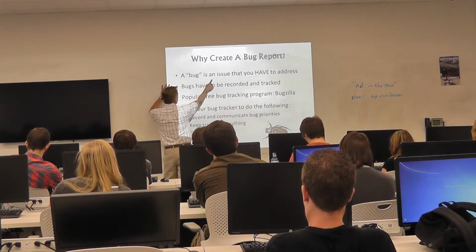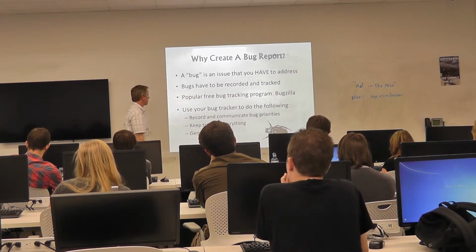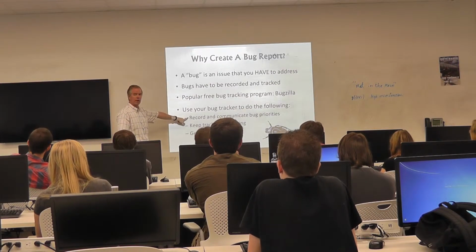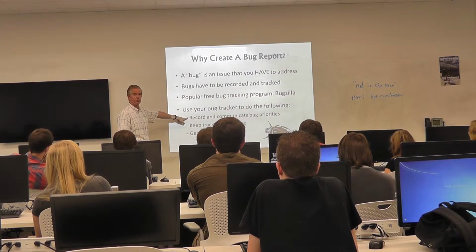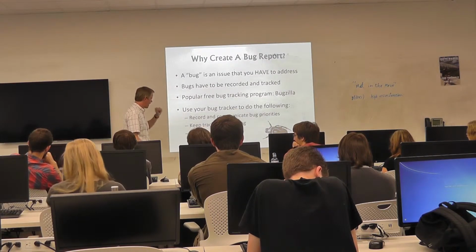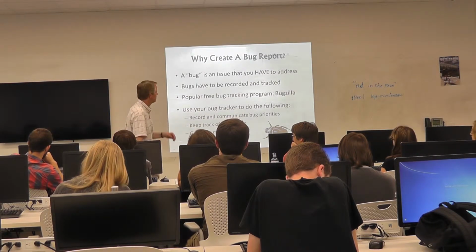Why create a bug report? Well, a bug is an issue you have to deal with. Bugs have to be recorded and tracked. There's a bunch of different ways to do it. Bugzilla is a popular one, and you use the bug tracker to do the following things: record and communicate bug priorities, because not all bugs are the same. Okay? Keep track of everything and what's fixed, what's not fixed, and stuff like that, and generate metrics. How many bugs have we fixed today? How many bugs have we fixed this month?